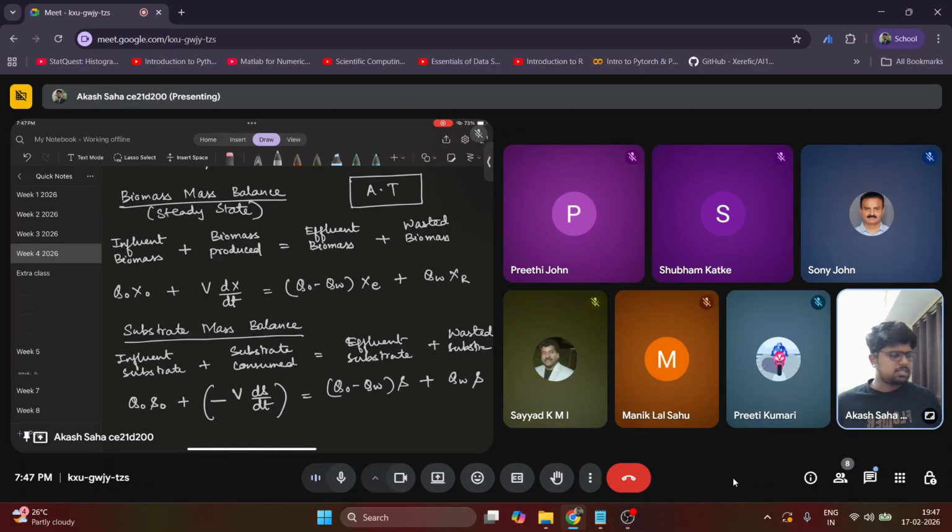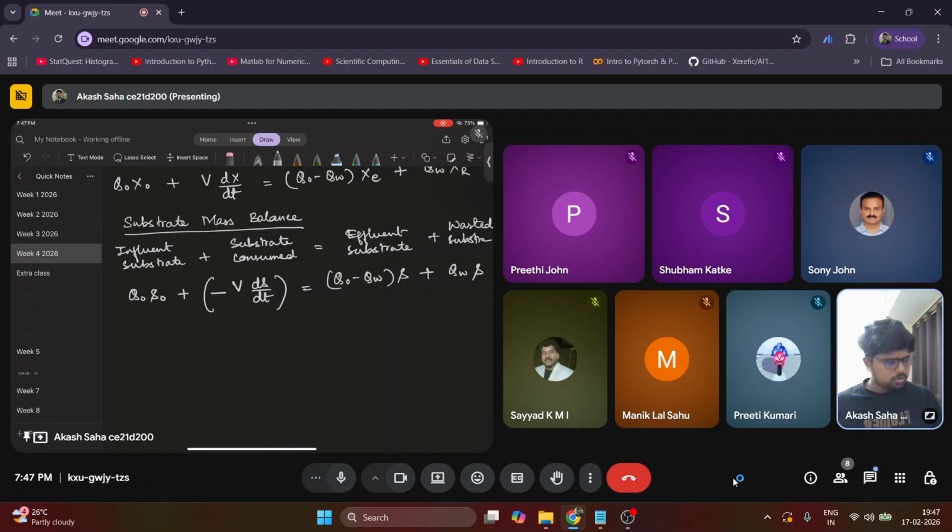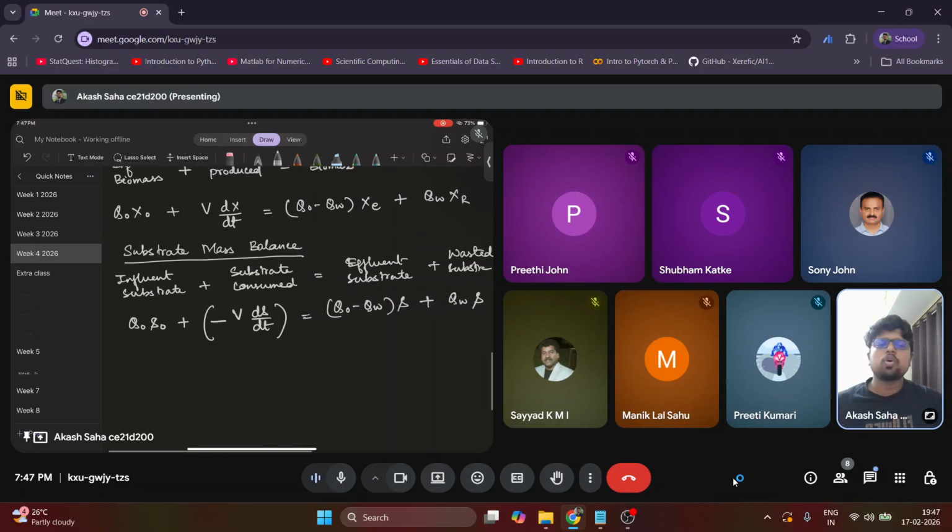Okay, so this is the mass balance for substrate. Now, here we know mostly all the parameters, but these two parameters are somewhat unknown. I don't know how fast my microbe is getting produced or how fast my substrate is getting utilized. So dx by dt and ds by dt I don't know, so I have to find this out separately.